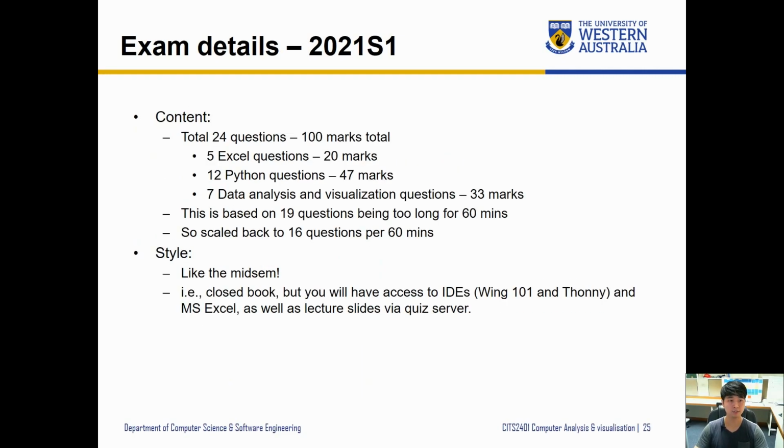So let's have a look. The content covers all three main topics: Excel, Python, and data analysis and visualization. The proportion is roughly as noted in this slide. You have 5 Excel questions that add up to about 20 marks. You have 12 Python questions, 47 marks. And finally, you have 7 data analysis and visualization questions, which add up to 33 marks.